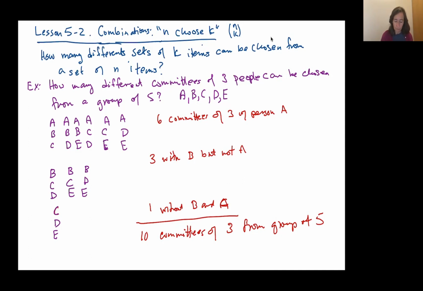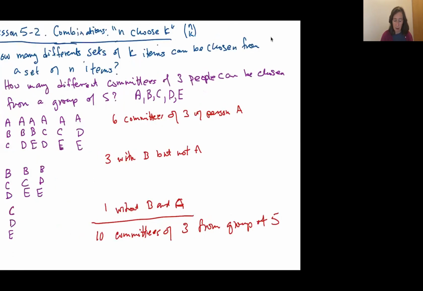So now let's go to another board here and think more systematically about this, but I'm still in this example. Systematically, let's think of the steps here, the way we did with permutations. We have 5 total people. That means we have 5 choices for the first person on the committee.